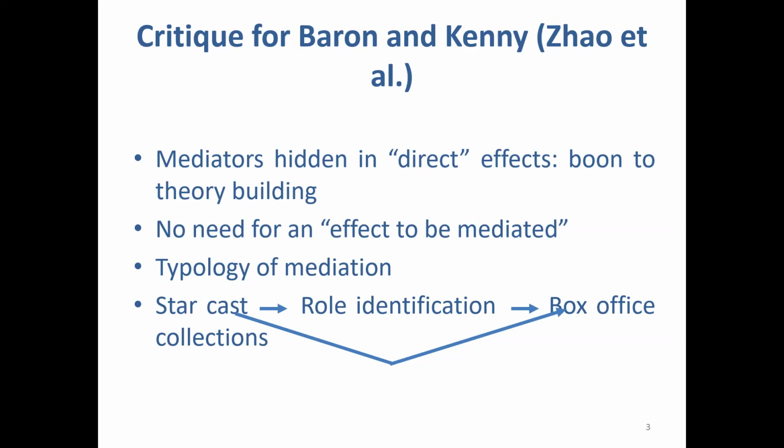This is an example that I have given of mediation. A star cast is something in a movie which can impact the box office collection. But if people are able to identify better the role which the star is playing, that can also impact the box office collection. So role identification is the mediator. Star cast is the independent variable or X. Box office collection is the dependent variable or Y. So how do you test for this mediation effect?